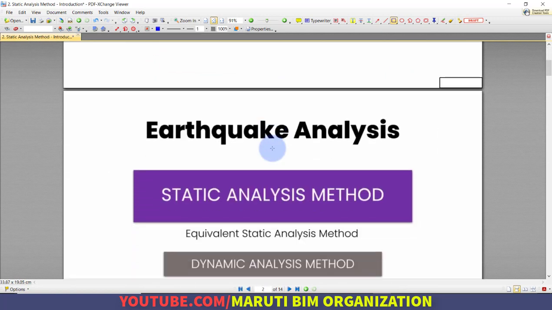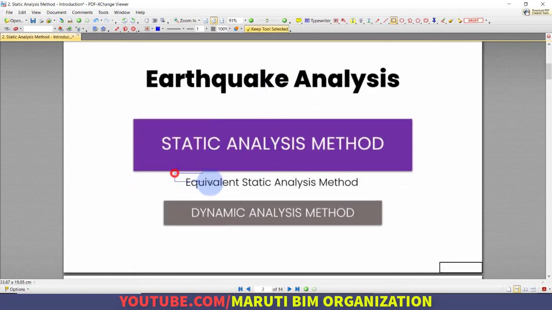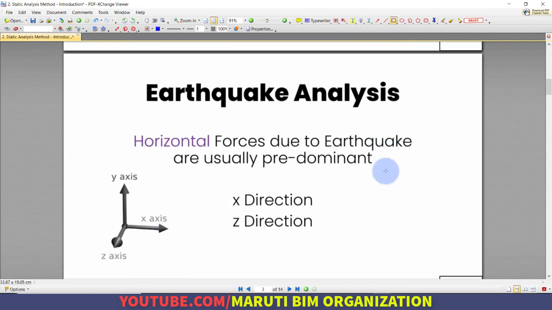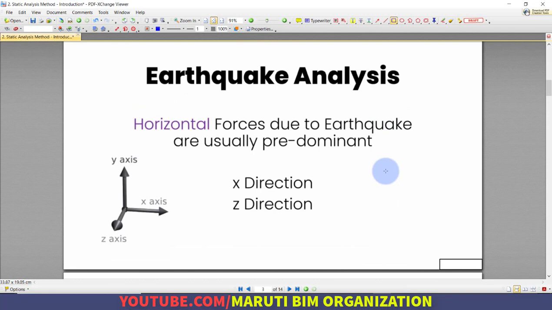In the static analysis method, that is also called an equivalent static analysis method. So static analysis method को equivalent static analysis method भी बोला जाता है. जैसे भी आपको पता है कि पिछले वीडियो में मैंने डिस्कस किया था, फिर भी मैं एक बार रिवाइंड करवा देता हूँ कि earthquake analysis, in that we are ready to find the horizontal forces.